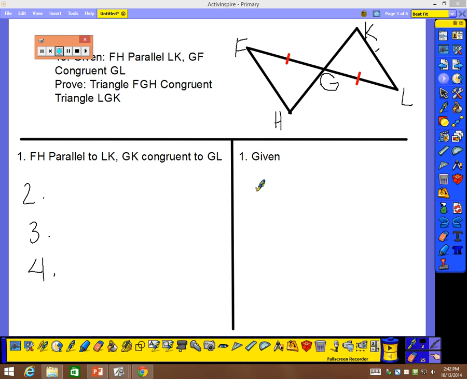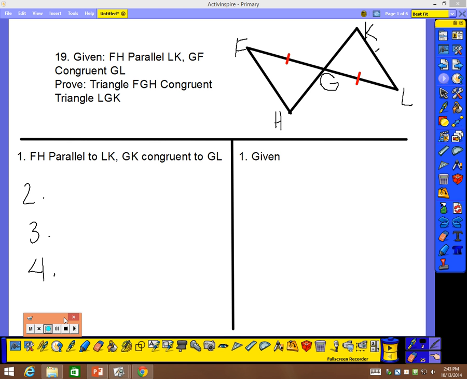Welcome class. We are going to be doing homework helper 4.4 and we're going to be working on the proofs. Number 19, given that FH is parallel to LK and GF is congruent to GL, prove triangle FGH congruent to triangle LGK. So I look at this and I go, FH parallel to LK.